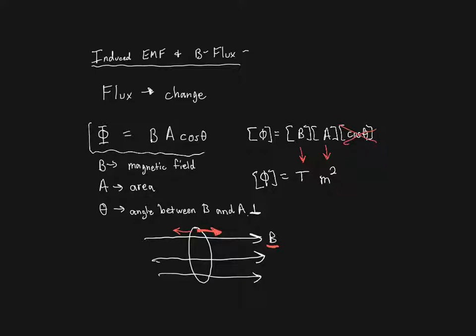So we should know this equation for flux, B times A times cosine theta, which is the amount of magnetic field lines that are passing through this given area that we see down here. And also the units of magnetic flux, phi, are equal to Tesla times meters squared.